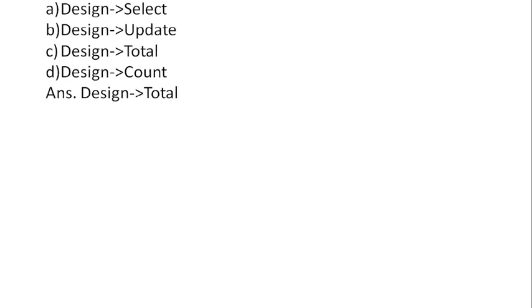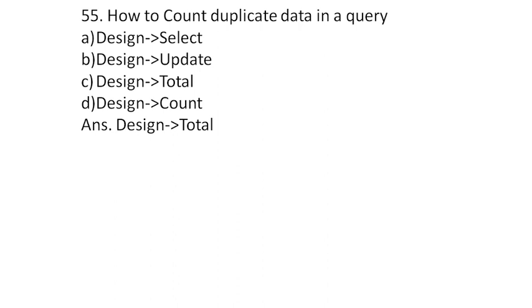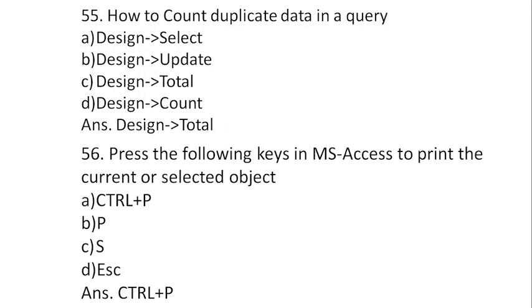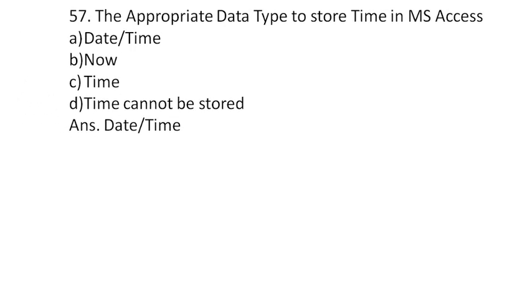Next, how to count duplicate data in a query, answer bolche আগে আমাদেরকে ডিজাইনে যেতে হবে তারপর সেখান থেকে টোটাল. Next, press the following keys in MS Access to print the current or selected object, answer আমাদের হলো control plus P. The appropriate data type to store time in MS Access, answer হলো date time.